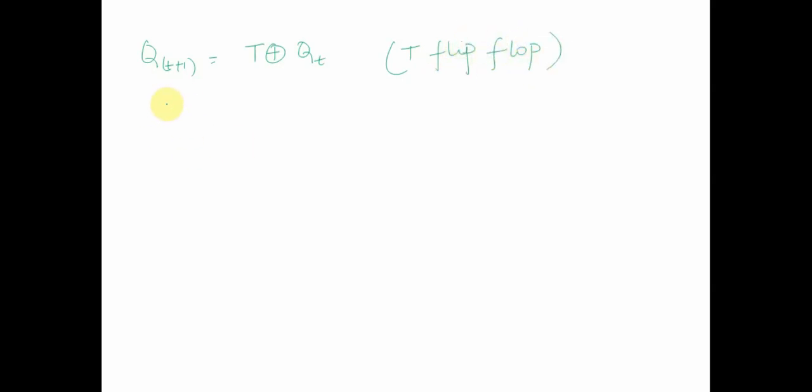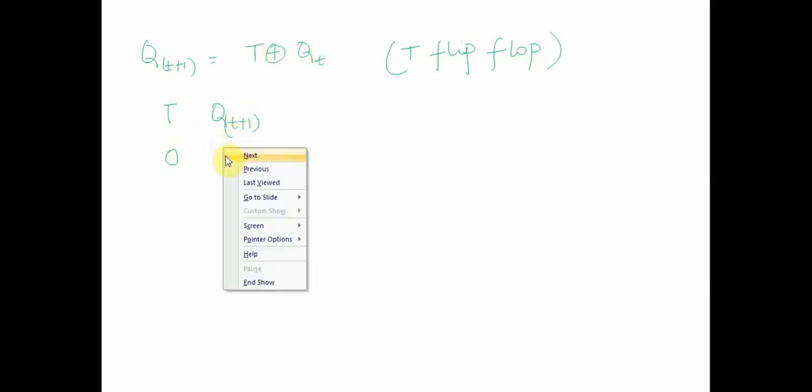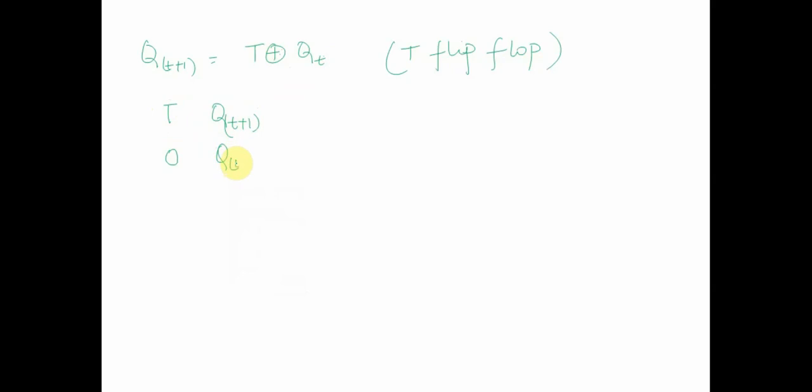So we will have input T and output Q(t+1). The characteristic table looks something like this. If T is equal to 0, anything XORed with 0 is the number itself, so the next state would be equal to the present state, which is no change. If T becomes 1, the next state would be not of Q(t), the complement.